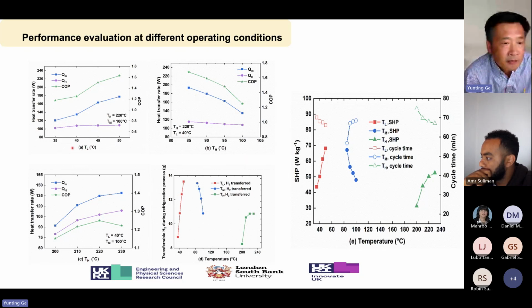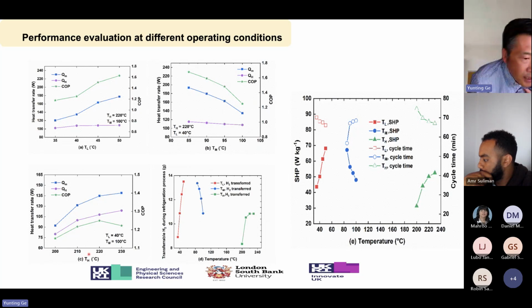For example, for the low grade heat source temperature, when you increase it, you can see the COP will increase, the heat output will increase, and the heat input will increase as well. For the medium temperature, it is just the opposite. When the medium temperature is increased, the COP will decrease, the heat source input will decrease, and the heat output will decrease as well.